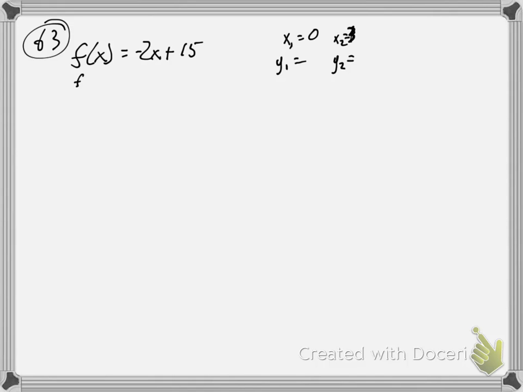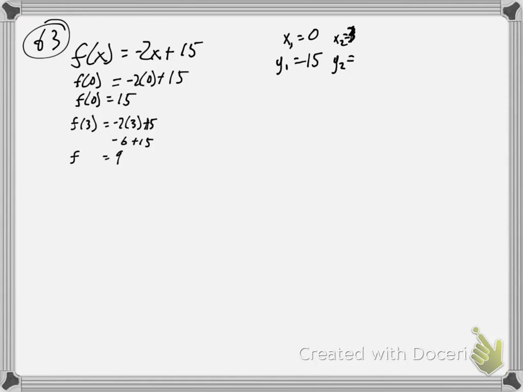So what is f of 0? f of 0 is equal to negative 2 times 0 plus 15, which would just mean f of 0 is 15. And so this first one is 15. And then f of 3 would be negative 2 times 3 plus 15, which would be negative 6 plus 15, which would be equal to 9. So I now have my x and y values. And now that I have that, just y minus y over x minus x. And that gives me 6 over a negative 3, which would be negative 2.